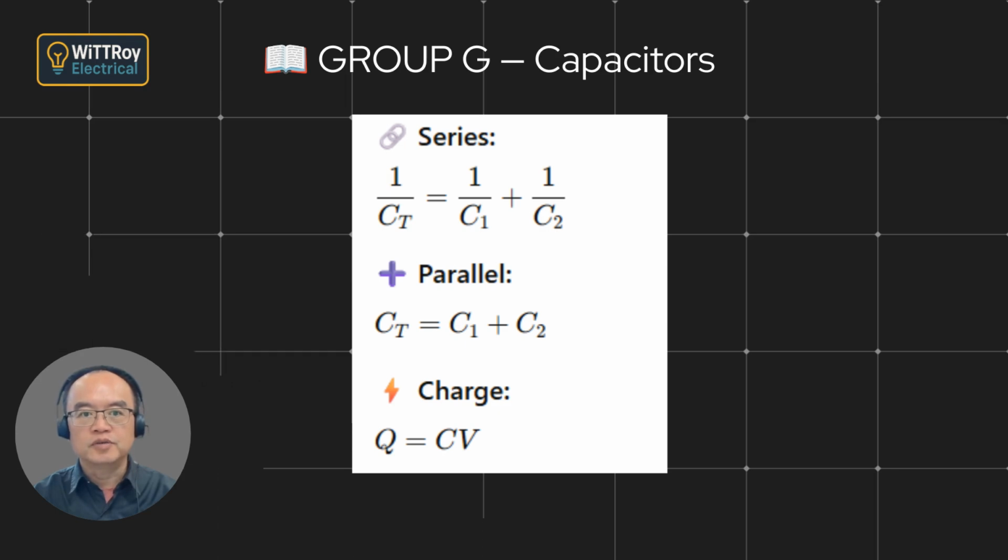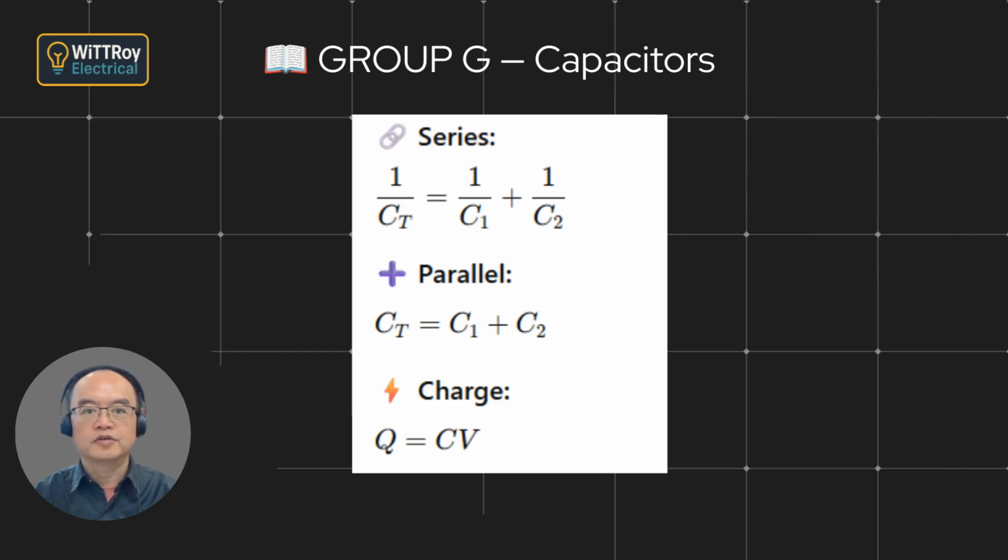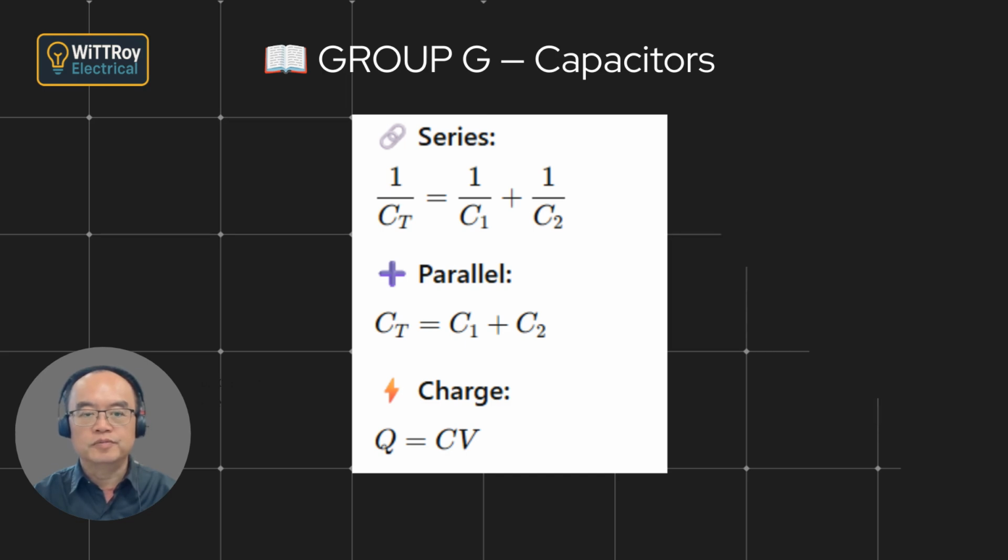Now let's explain the symbols and units. Ct means total capacitance in farads. C1 means the capacitance of the first capacitor in farads. C2 means the capacitance of the second capacitor in farads. Repeat, 1 over Ct equals 1 over C1 plus 1 over C2.